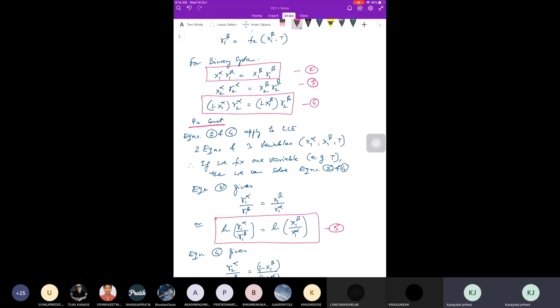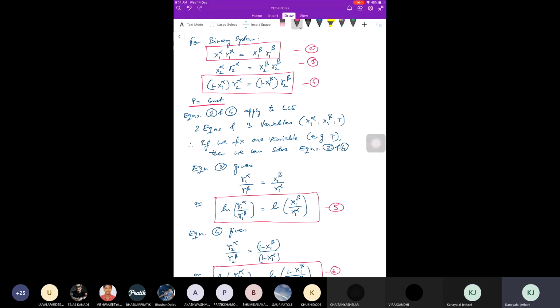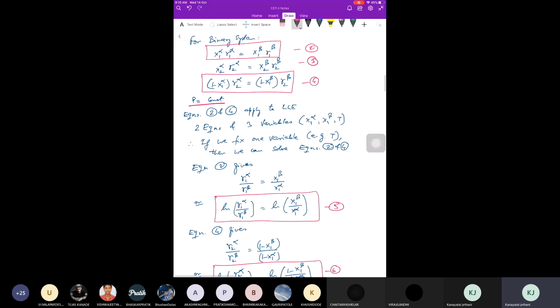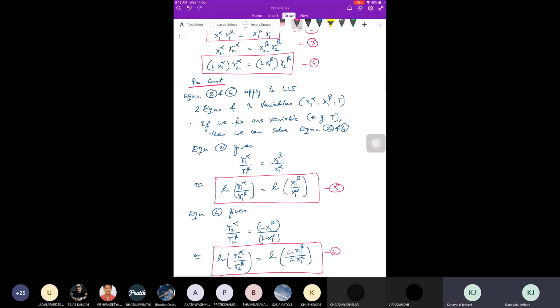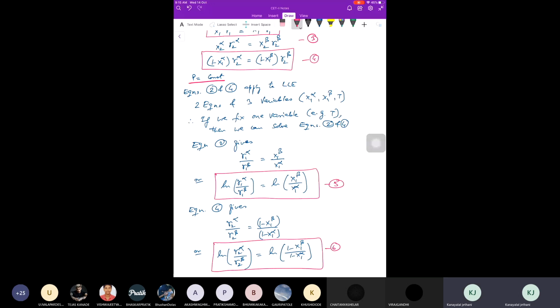If you take equation 2, it gives gamma 1 for alpha phase divided by gamma 1 for beta phase is equal to x1 for beta phase upon x1 for alpha phase. Or you can take ln of both the sides and we get equation 5. Okay. Similarly, equation 4 will give this equation 6, similar to how we derived equation 5. Any questions on equation 5 and 6?